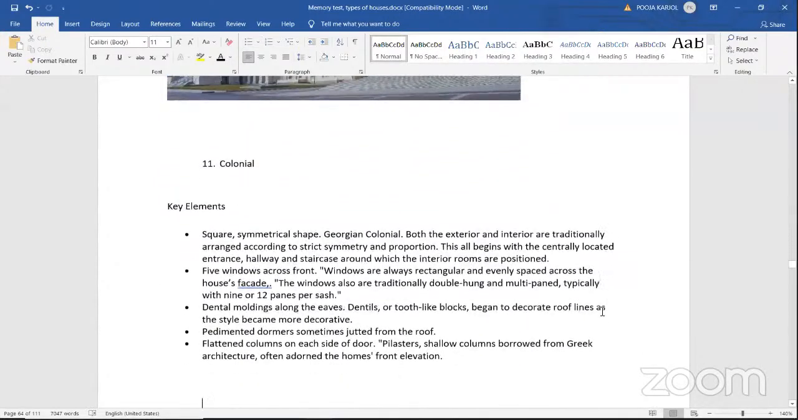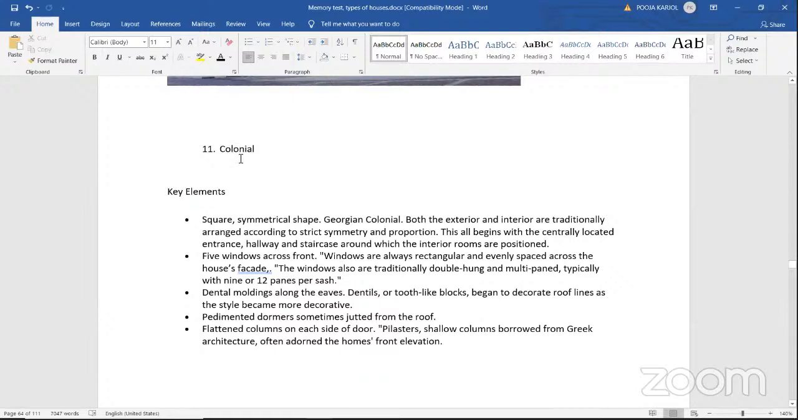Colonial. The Georgian colonial, Italian colonial. It goes on with the place it is used in.